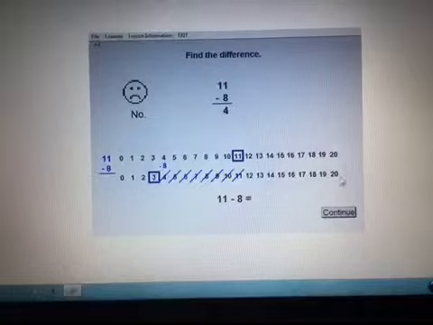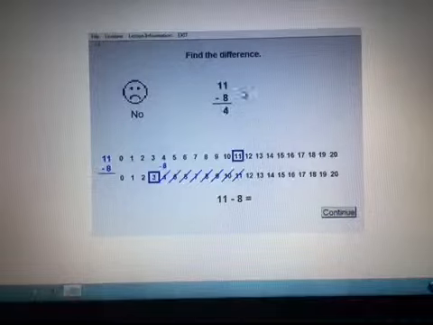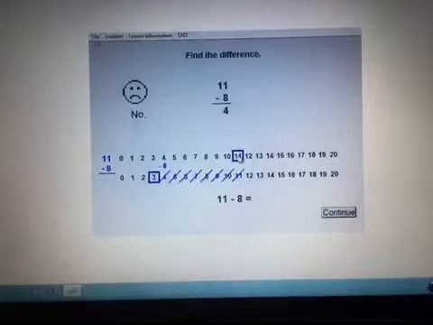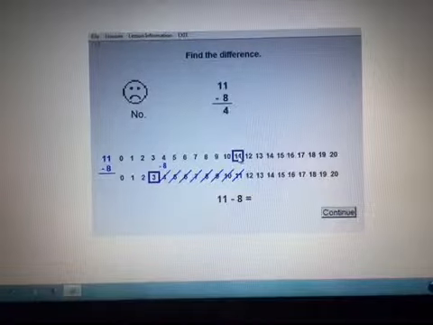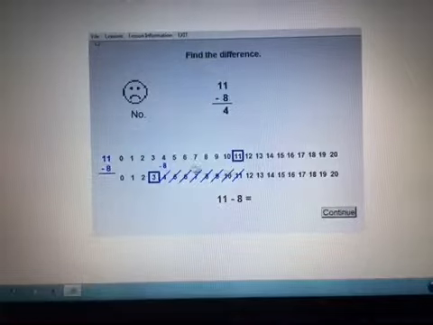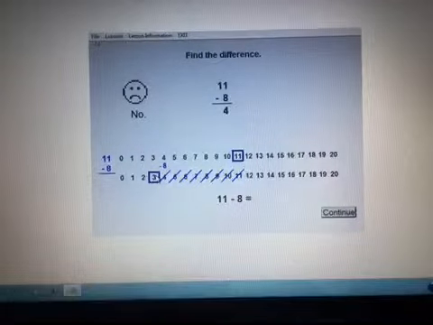You can see it's a more difficult problem, and from our randomly generated problem, we have its representation on this number series, 11, and then we saw it counting off 8.